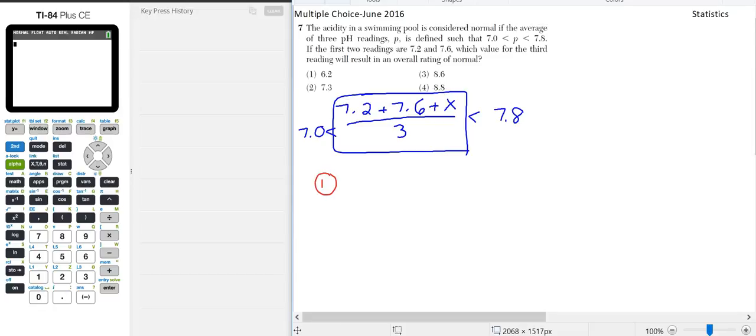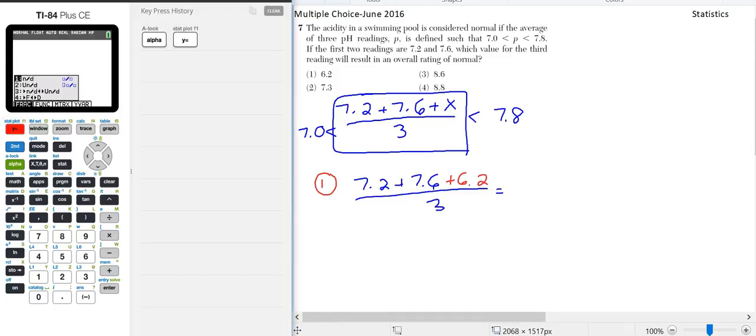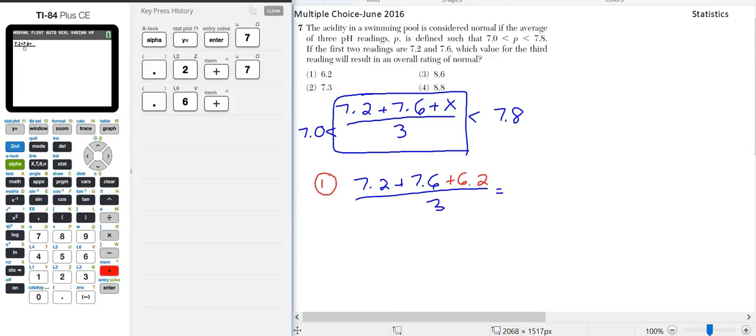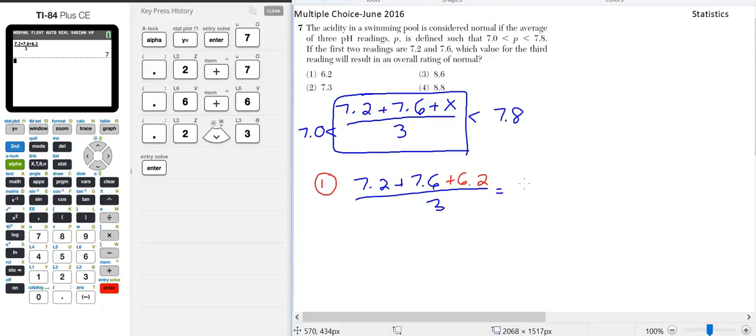For choice 1 we have 7.2 plus 7.6 plus the value in choice 1, which is 6.2, and the average of that, what is it? Let's do it on the calculator. The average of this is 7. Since 7 is not greater than 7, choice 1 cannot be the correct answer. Let's move on to choice 2.